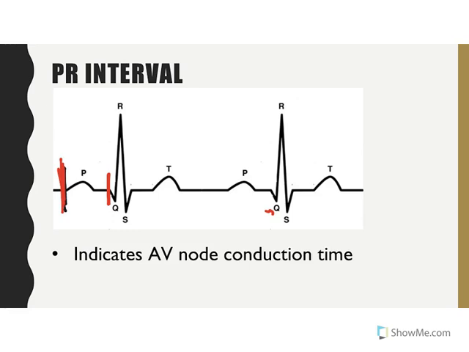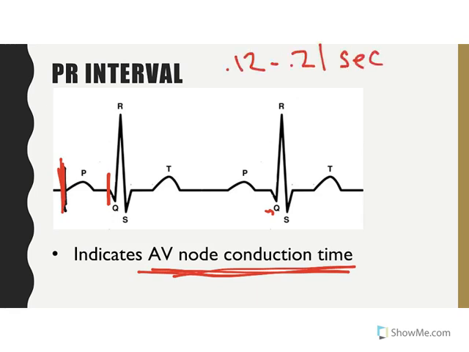What information do we get from it? The big thing is it indicates how long or how well the AV node is conducting. If the AV node is conducting slower than normal, the PR interval will be longer. The normal duration is about 0.12 to 0.21 seconds. So if it's a little bit longer, something's causing the AV node to slow the conduction even more.